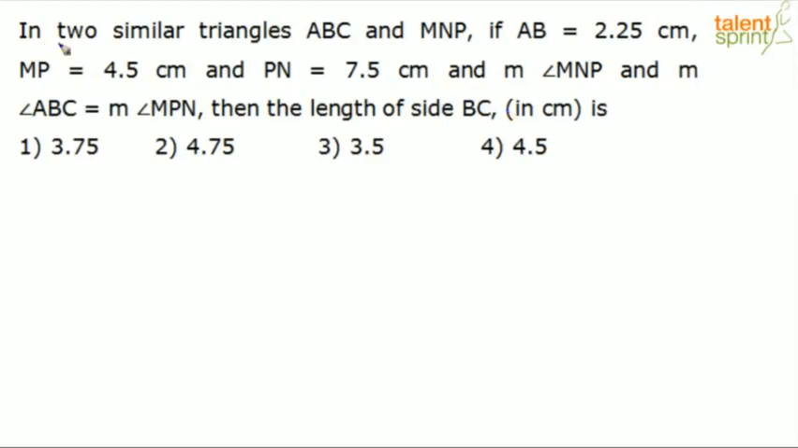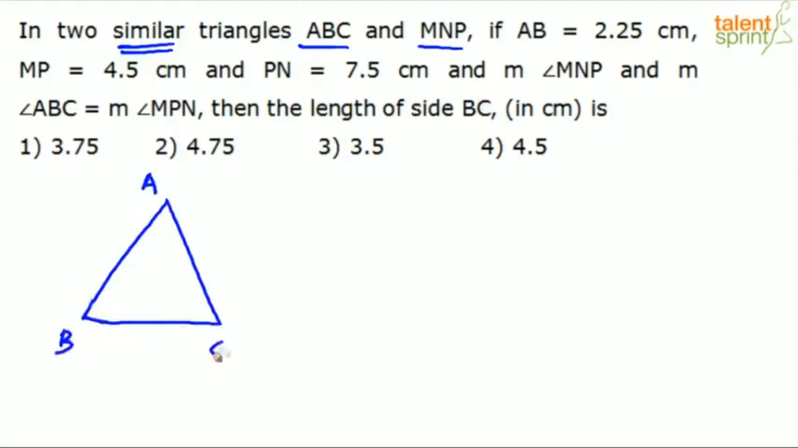Read the question. The question clearly states that the two triangles are similar. Which two triangles? ABC and MNP. So let us construct these two triangles now. This is triangle ABC, and there is one more triangle, MNP. You have to take the vertices accordingly.